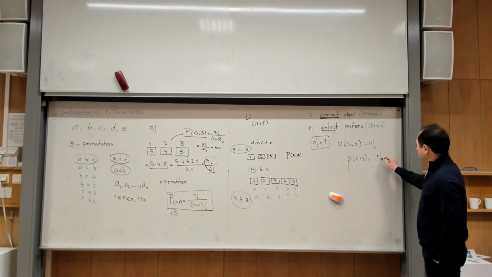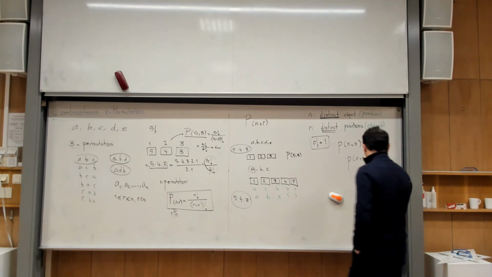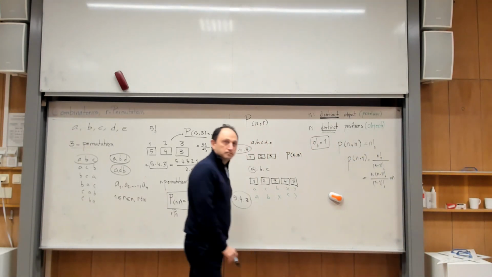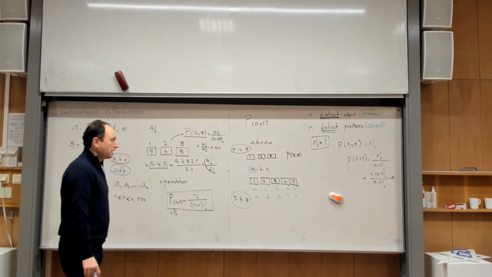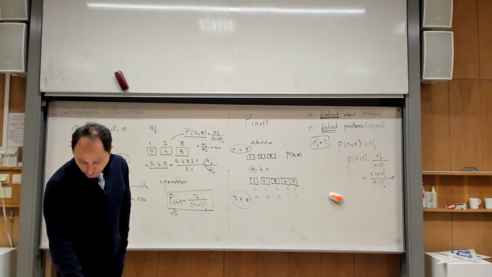This becomes N factorial over N minus 1 factorial. But N factorial can be written as N times N minus 1 factorial, divided by N minus 1 factorial. And the answer becomes what? N. Okay, so now let us solve some problems here together.